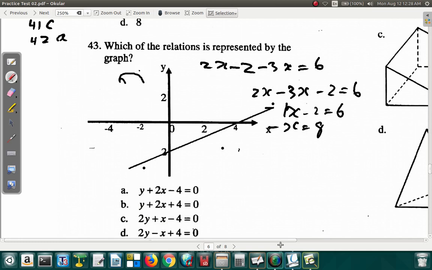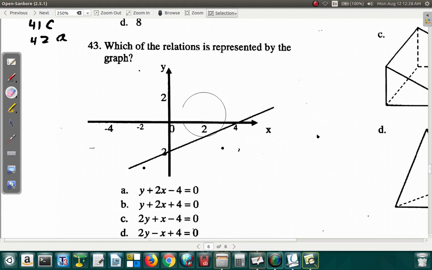Question 43. Let's erase this rough work. Question 43. Which of the relations is represented by the graph? All right. What you could do is say y is equal to mx plus c. What is m? The gradient. The rise is 2 and the run is 4. So 2 over 4, which is half, x plus c, the y-intercept is negative 2.